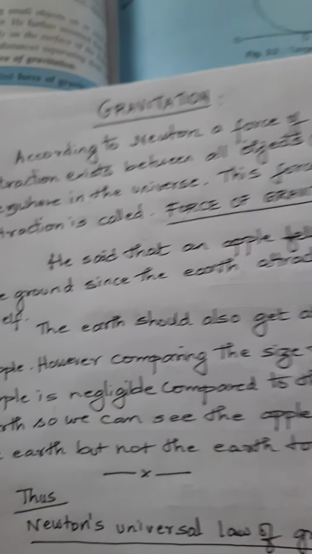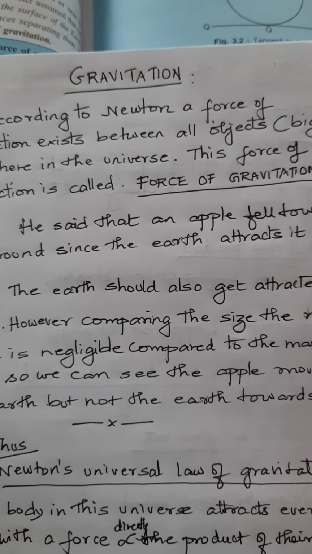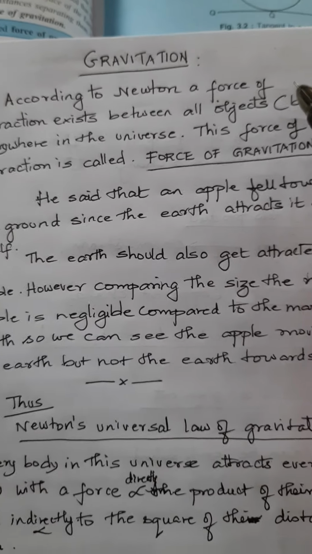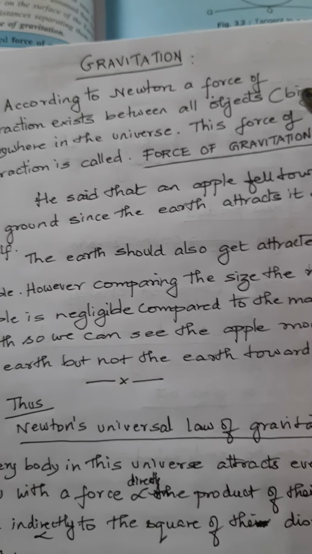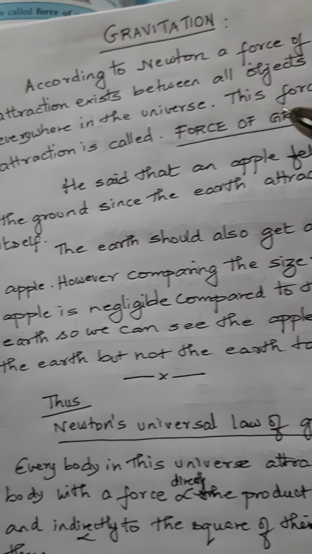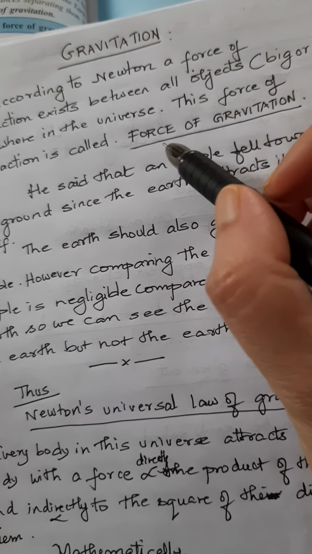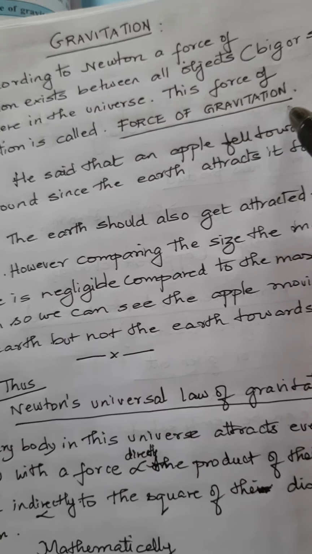We are going to this chapter on gravitation. Now, according to Newton, there is a force of attraction that exists between all objects in the universe, whether they are big or small. This force of attraction between the two objects is called the force of gravitation.